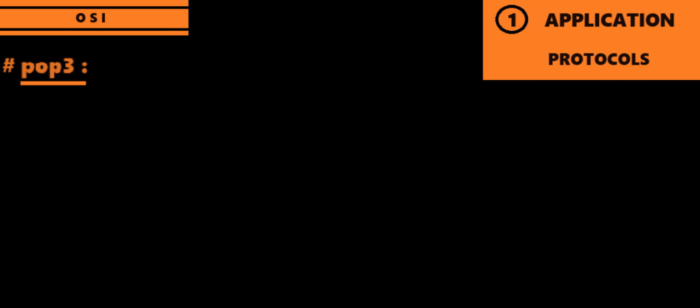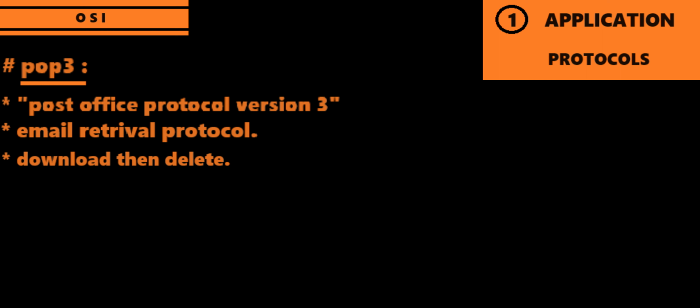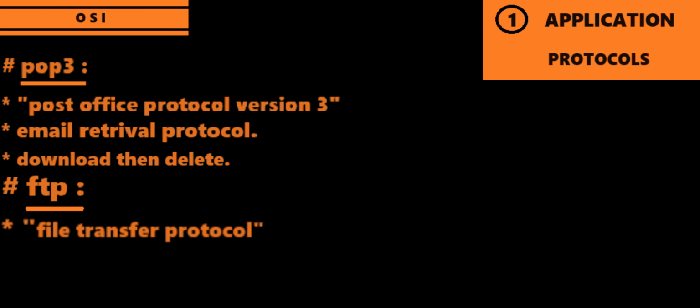Another protocol is POP3. It refers to Post Office Protocol version 3. POP3 is an email retrieval protocol which is used for allowing clients to download email from the server, then delete this email from the server after it has been downloaded on the client device. The last protocol we will discuss in this layer is FTP, which refers to File Transfer Protocol. FTP is used for transferring files between clients and servers in a network, allowing users to upload and download them.